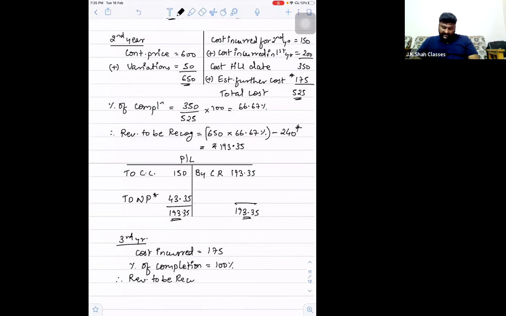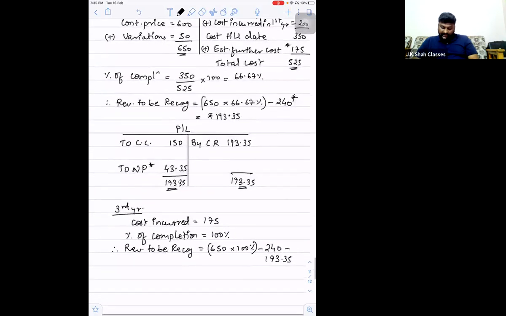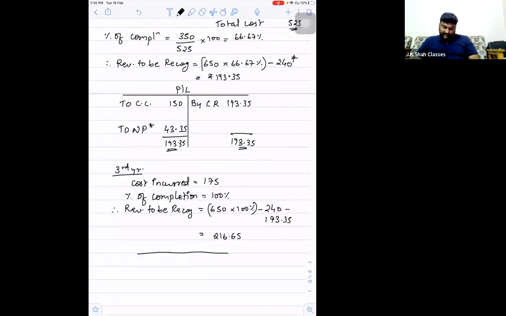So how much revenue shall I recognize? Sir, it will be 650 into 100%, but I have to subtract minus 240 minus 193.35. So can anybody please tell me the answer for this? 216.65. So if I make a small P&L extract over here, I will show by contract revenue 216.65, to contract cost 175.